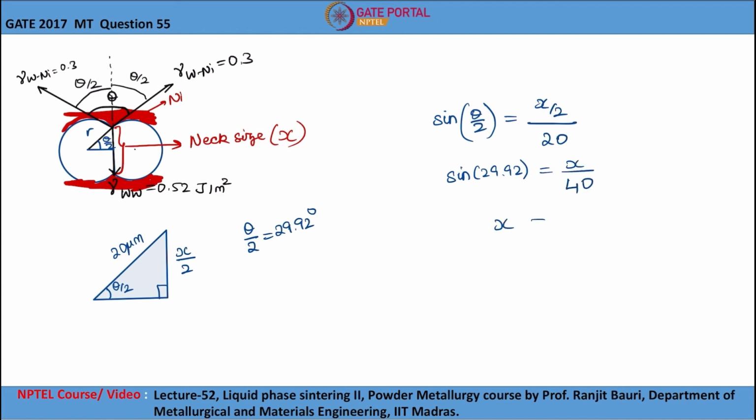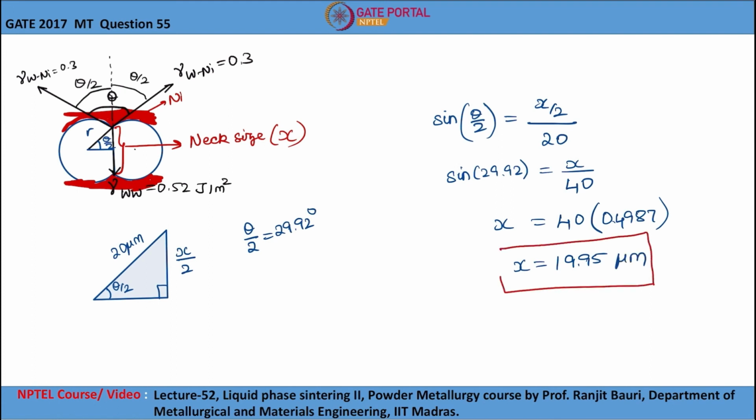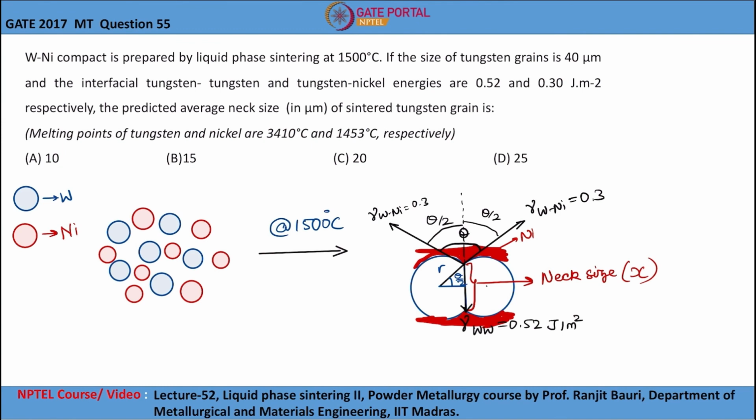So the value of neck size will be 40 into sin 29.92, which is 0.4987. So the value of neck size will be 19.95 micrometers, which is the answer. So from the given options, the correct answer for this question will be option C, that is 20 micrometers. Thank you.